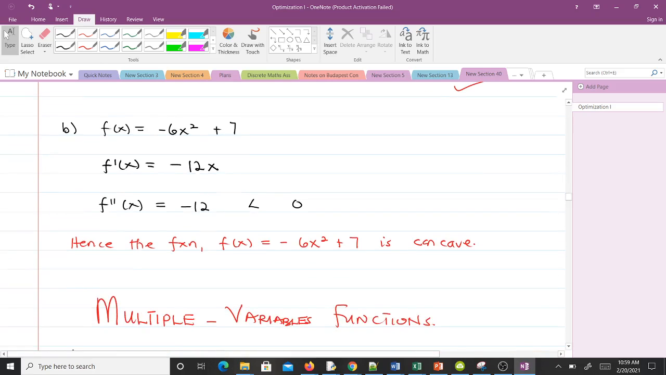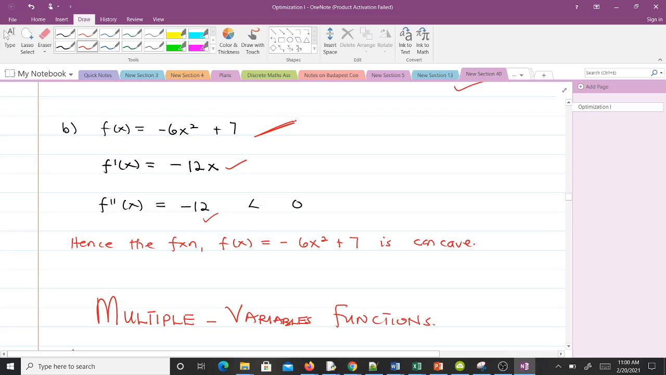In our second function, we have f of x equals minus 6x squared plus 7. If you find the first derivative, you get minus 12x. The second derivative gives us minus 12, and this is less than 0. So it means this function here is concave. So when you have a single variable function f of x, it's very simple to discuss its convexity or concavity.